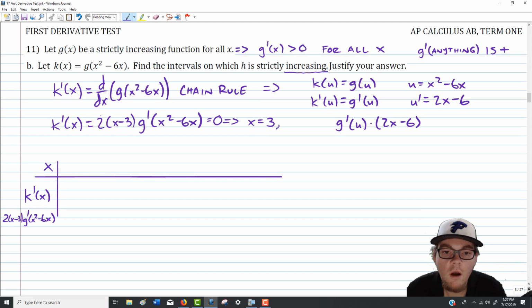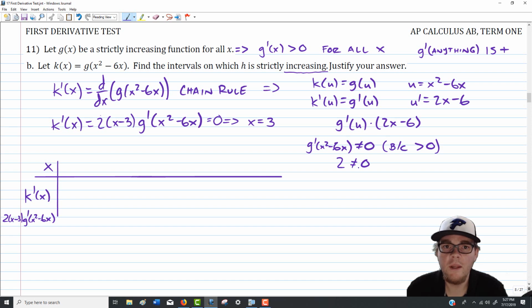Second, you might ask yourselves, well, are there any more? And the answer is no, because the other two factors, g prime of x squared minus 6x, does not equal 0, because it's positive. It's automatically greater than 0, so it's never going to equal 0. And of course, 2 doesn't equal 0 either. So the only thing that's going to be critical for us is x equals 3.